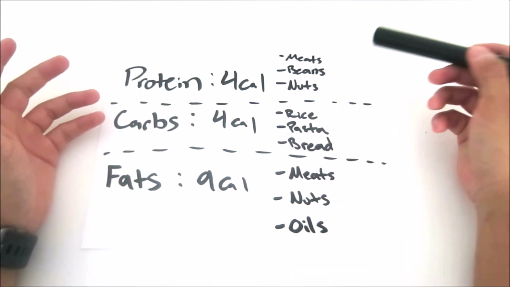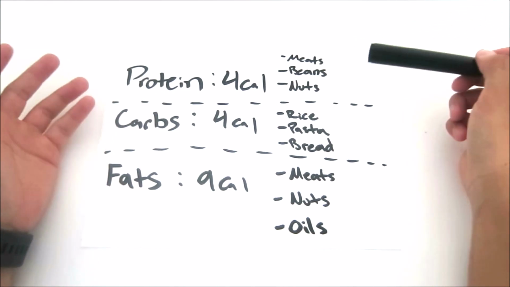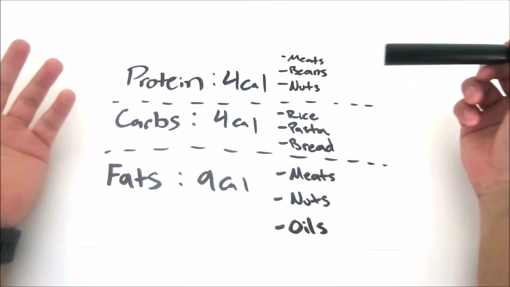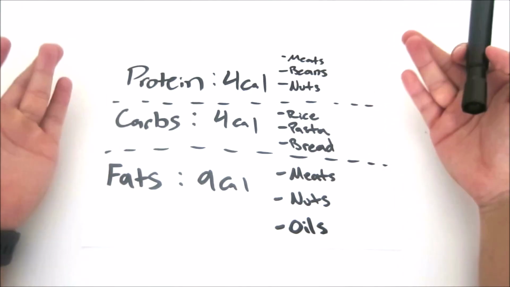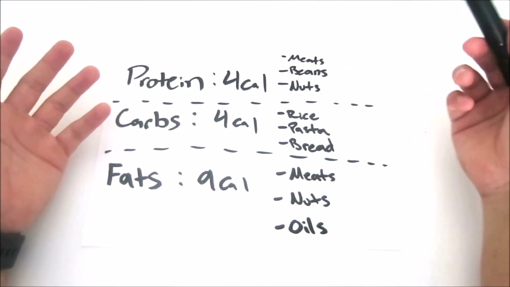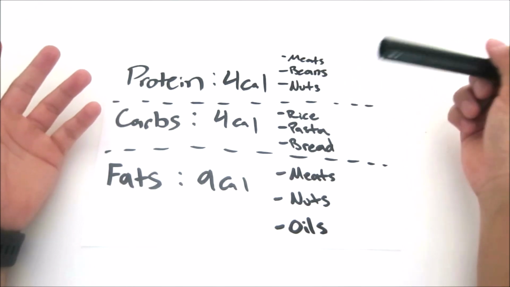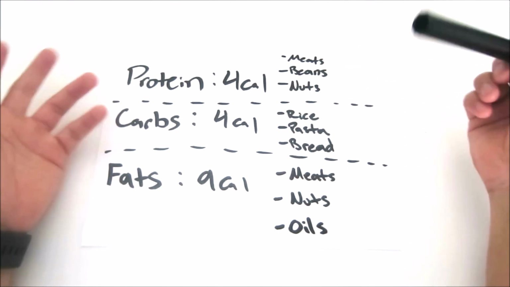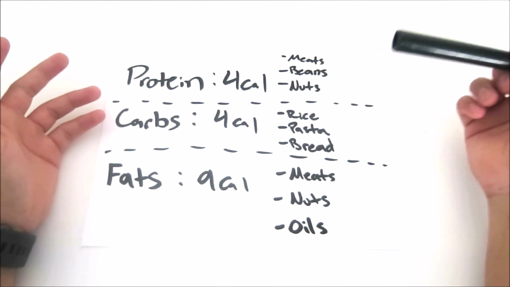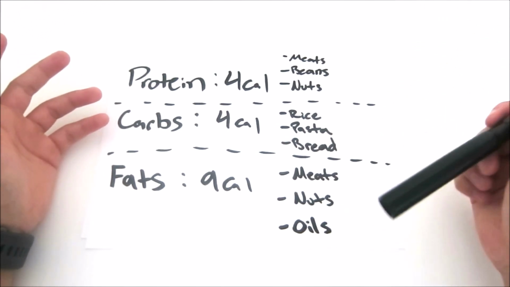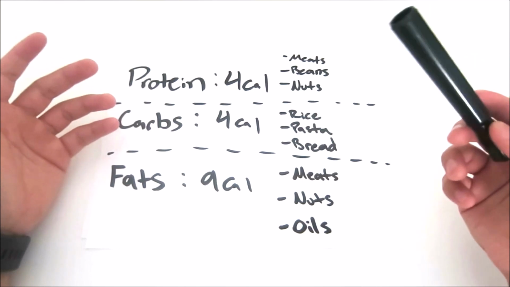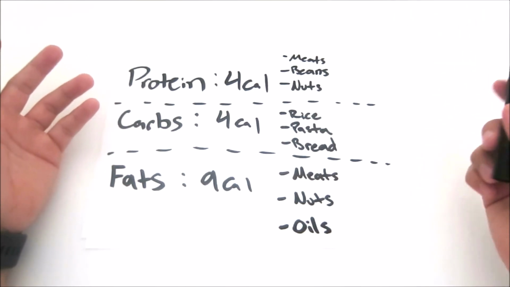For protein, you're going to see a lot of meats. You're going to see it in beans. You're going to see it in different types of nuts. Obviously, there's going to be all kinds of different sources of protein, even protein shakes, things like that. But these are some of the more general. Your carbs, that's going to be your rice, your pastas, your breads, things of that sort. And then your fats can also be found in meats, can also be found in nuts, and your oils, all the butters, the oils that you use, those are all going to be considered fats.